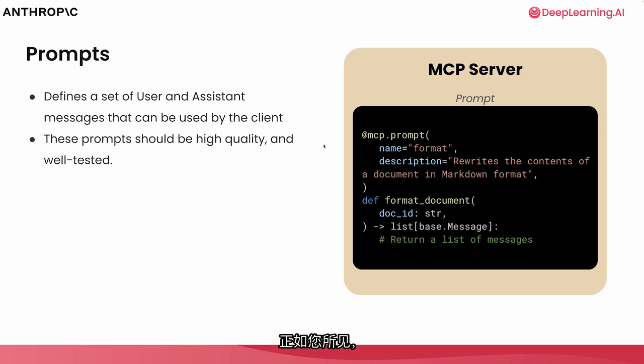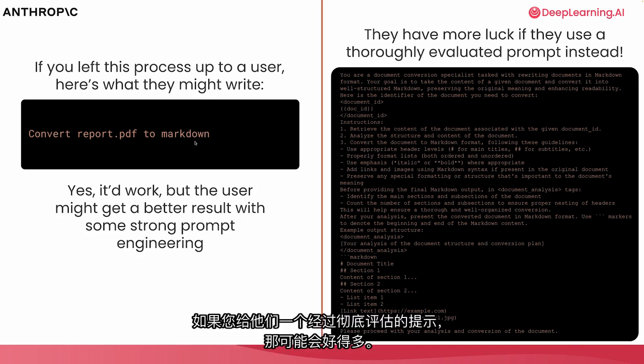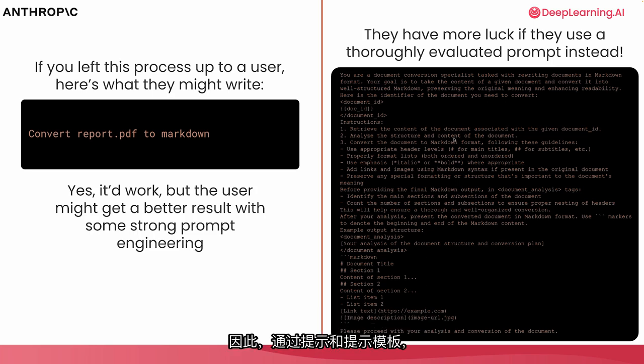Lastly, let's talk about prompts. Just like you saw with decorating tools and resources, we do the same thing with a prompt. We give it a name and description, and then a list of messages or text to return back. With prompts, you define a set of user assistant messages or just the text of a prompt that you need. You can imagine a situation where a user might want to convert some data to Markdown. And while this is a fine prompt, it might be a lot nicer if you gave them a thoroughly evaluated prompt instead. So with prompts and prompt templates, the idea is for these to be user-controlled where a user chooses to not have to do all the prompt engineering themselves and use the quality ones provided by the server.